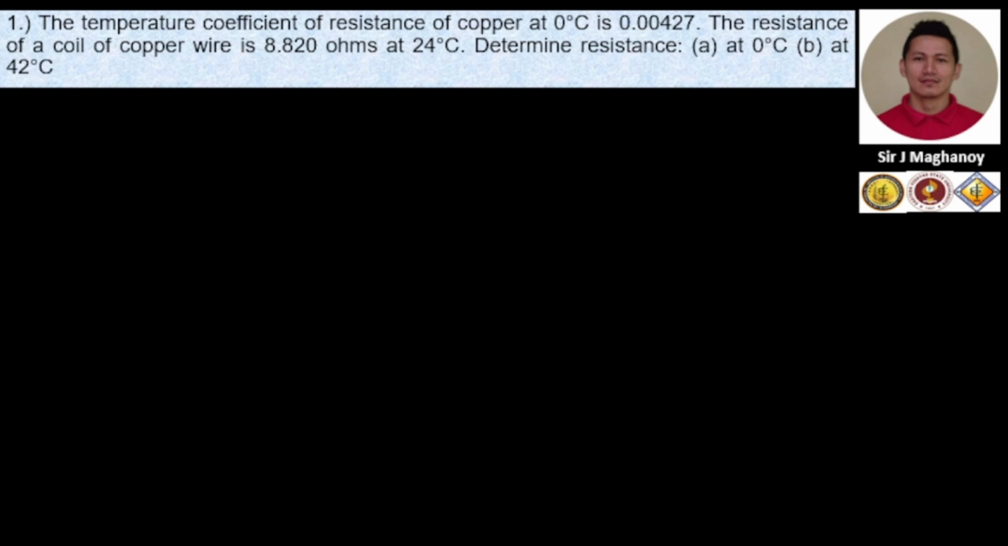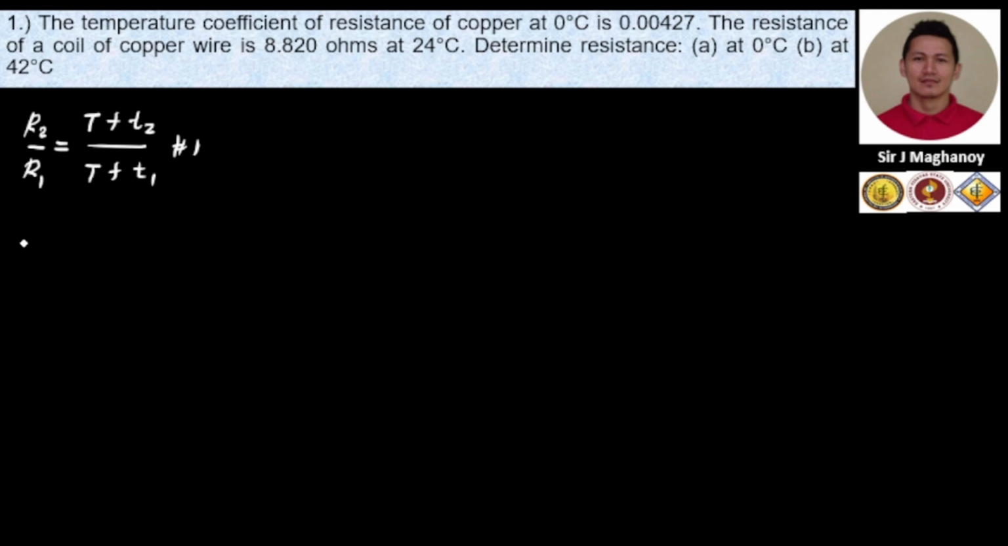Before we start solving this kind of resistance problem related to temperature, let's recall some basic formulas. If we recall our formula, our resistance R2 over R1 is equal to T plus the final temperature over T plus your initial temperature, where your T is your inferred absolute temperature. So this is our formula number 1.